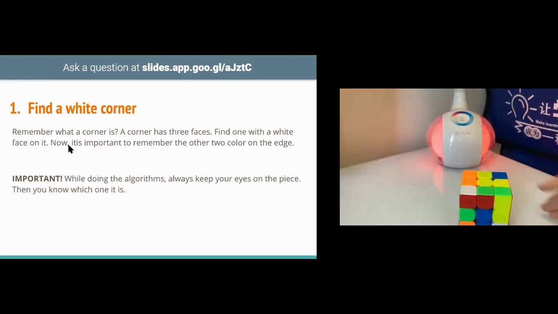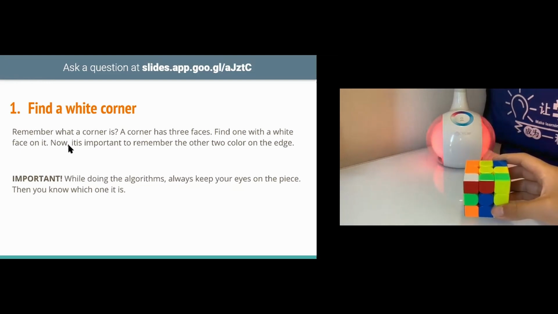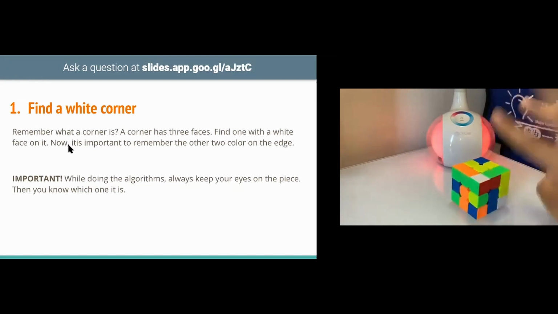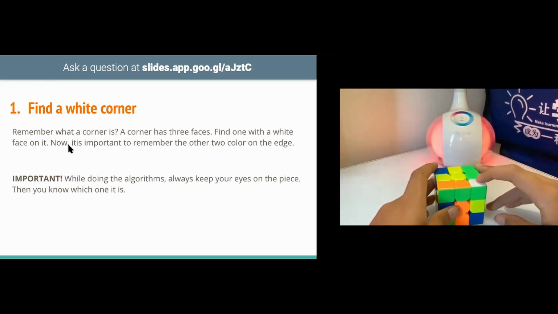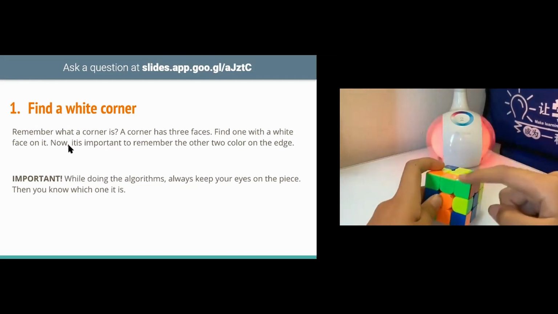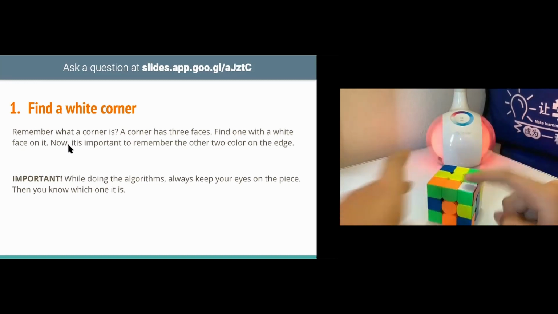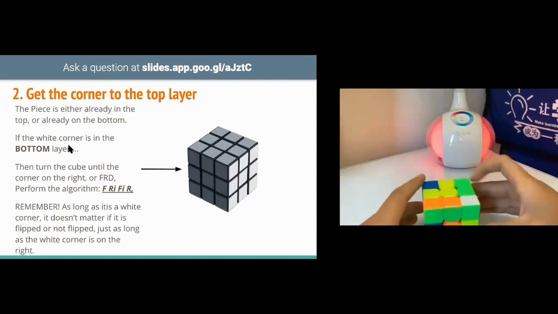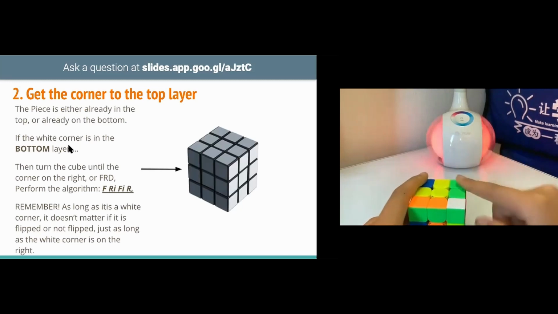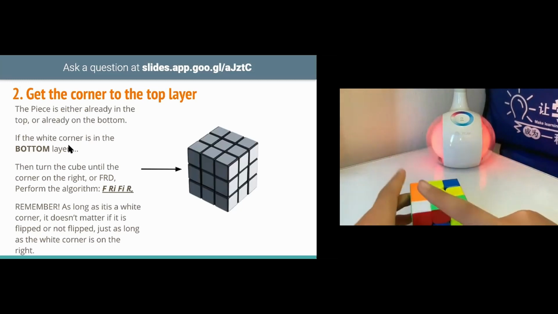Next step is to put the white corners into the correct place. A corner has 3 faces, and you're looking for a corner that has 1 white face on it. Like this one, this has a white face on it. You're going to try and remember what the other colors are. Next, your goal is to get the corner to the top layer. In this case, the corner is already in the top layer.